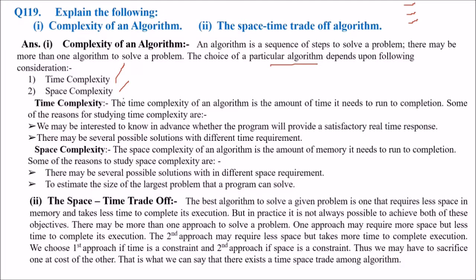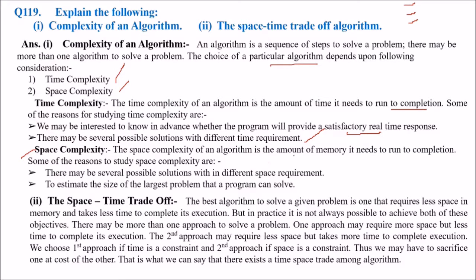space complexity. Time complexity of an algorithm is the amount of time it needs to run to completion. Some of the reasons for studying time complexity are: we may be interested to know in advance whether the program will provide a satisfactory real-time response. And the second is, there will be several possible solutions with different time requirements also. Then comes the space complexity.